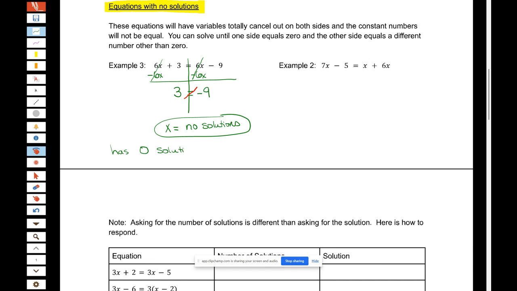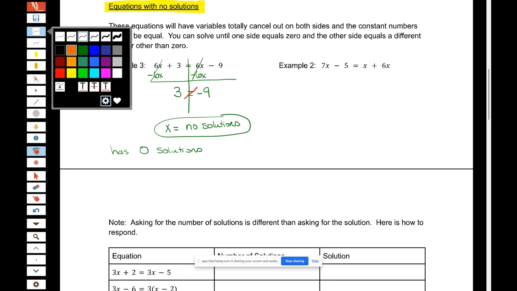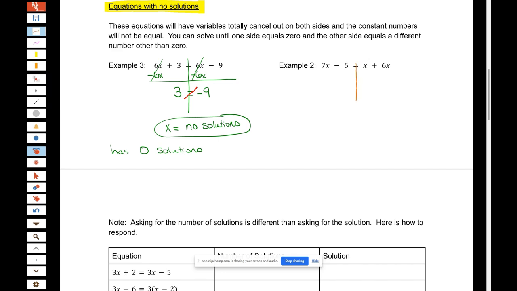So if I ask you how many solutions it has, you'll say 0. If I ask you what is the solution, you have to write x equals no solutions. All right, so I recommend you try this next one. Pause the video, give it a try, and then come back and check it.